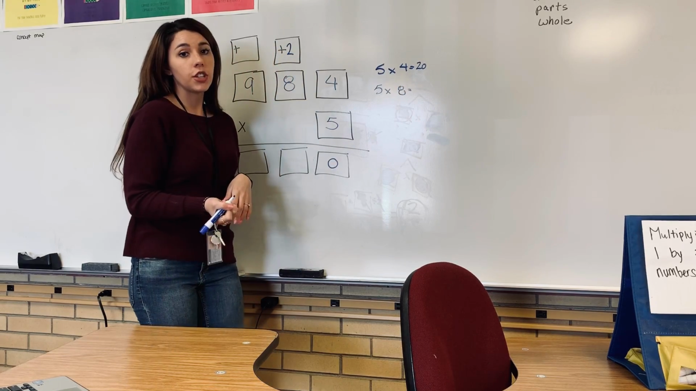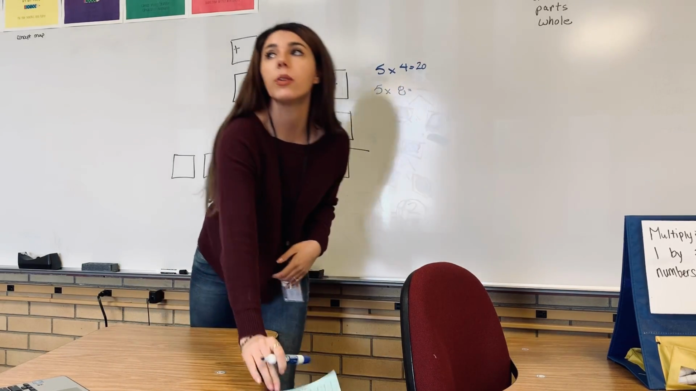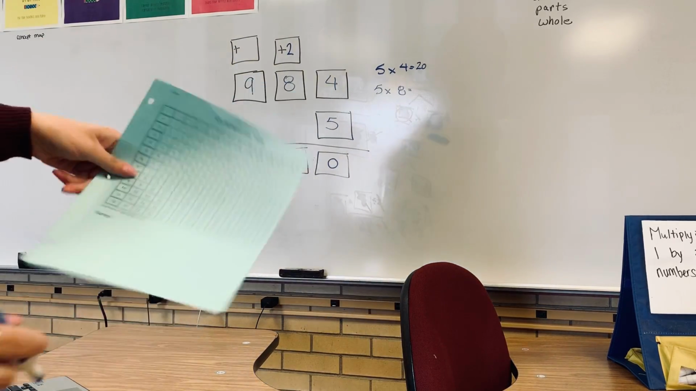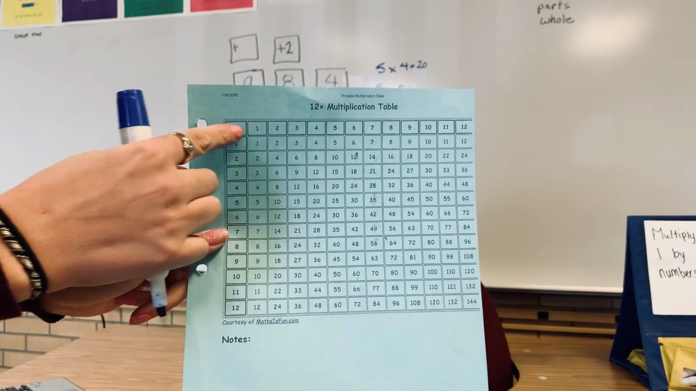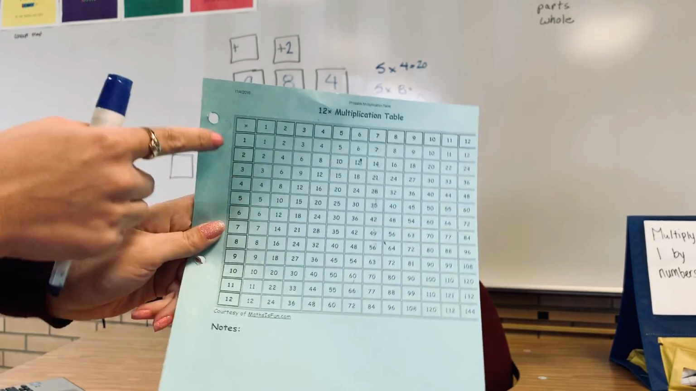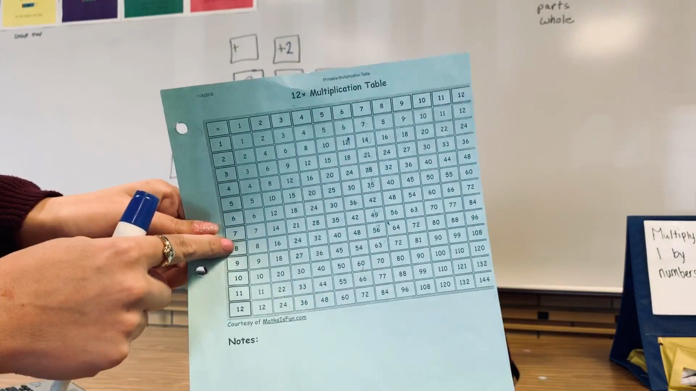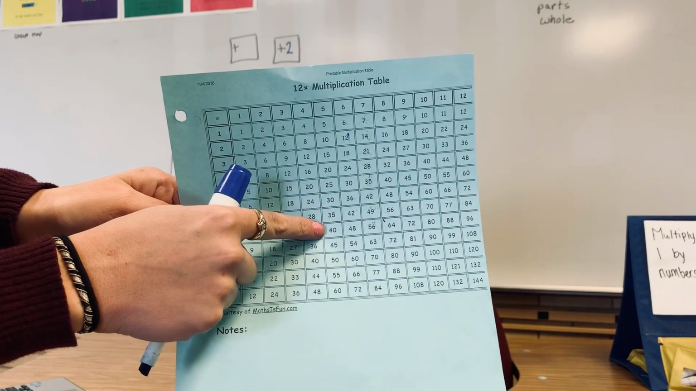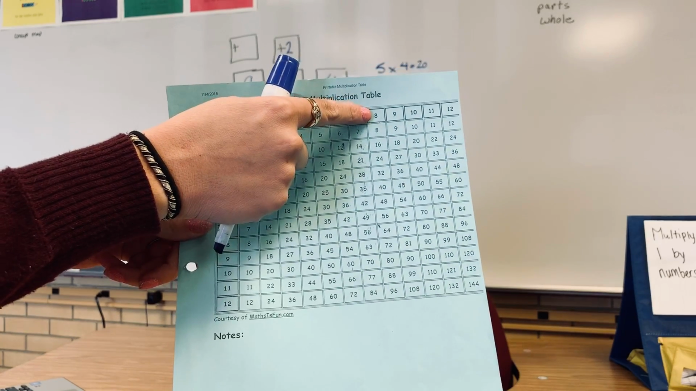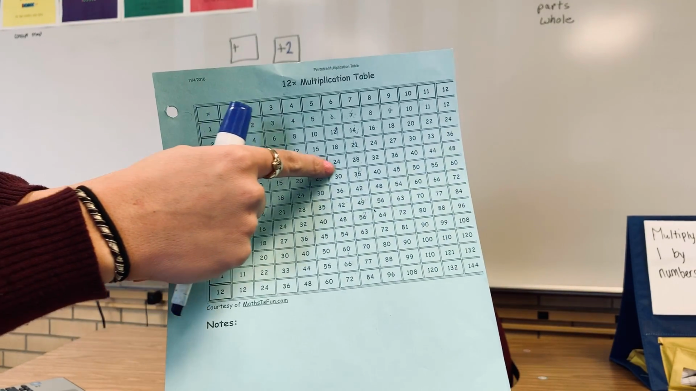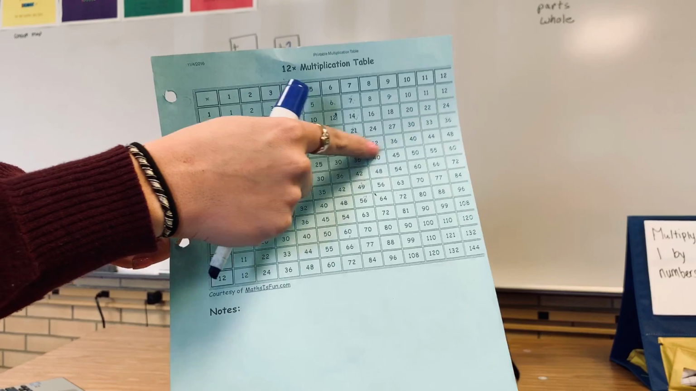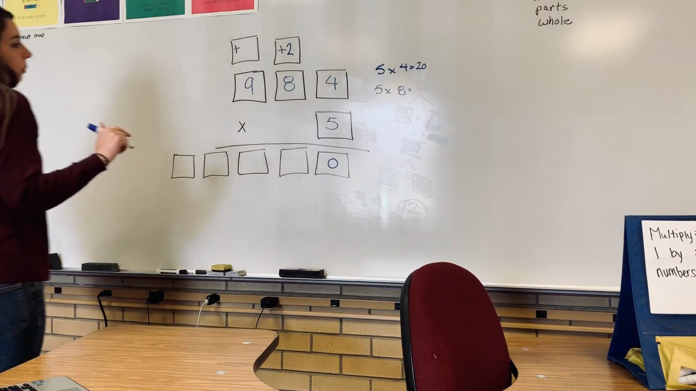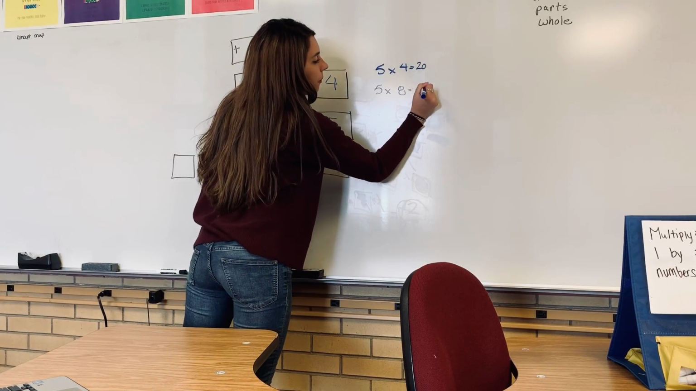Use your multiplication chart if you need to. I'm going to make sure you guys remember how to use these. Everybody's fantastic at this, but just in case. I can find my 5 here, find my 8 down on the side, and then connect my fingers, which would be here. I could do it the other way, go to my 8, find my 5, here. Okay, so my answer will be 40.